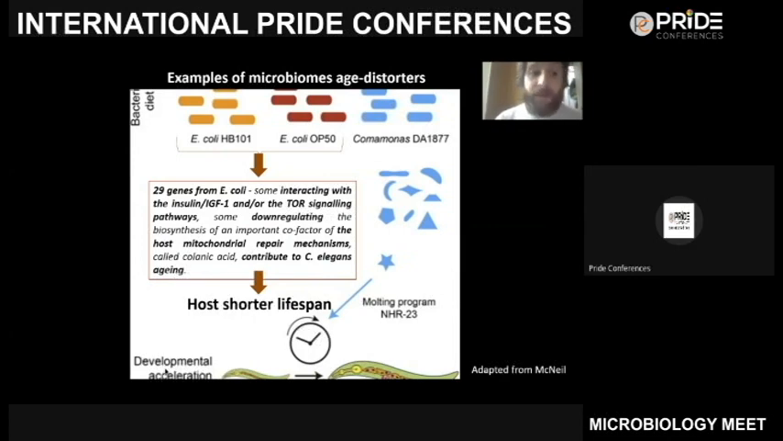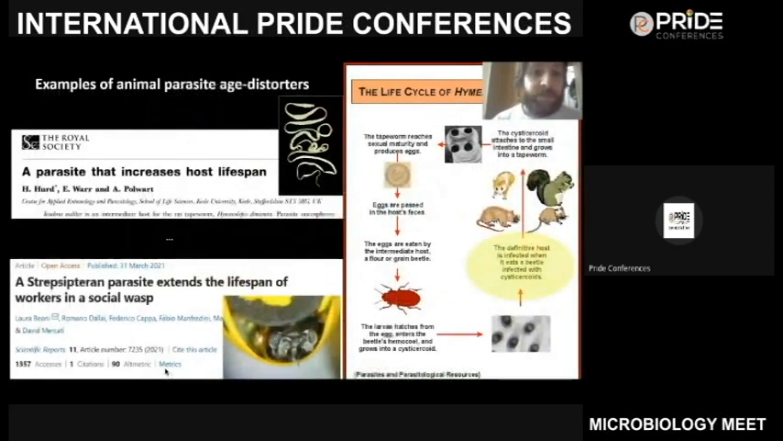So these are, again, more examples of age distorters that you can find through the literature: viruses, bacteria, microbiome, and outside the prokaryotic world, you have also instances of age distorters. For example, you have animals that may be parasites of other animals, and that will behave as age distorters. In this particular case, I will show you the age distorter is slowing down aging of the host.